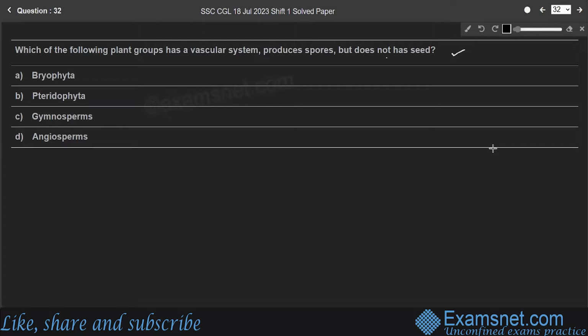Question 32. Which of the following plant groups has a vascular system, produces spores but does not have seeds? The options are Bryophyta, Pteridophyta, Gymnosperms, Angiosperms. We all know that kingdom Plantae comprises divisions like Algae, Bryophyta, Pteridophyta, Gymnosperms, and Angiosperms.